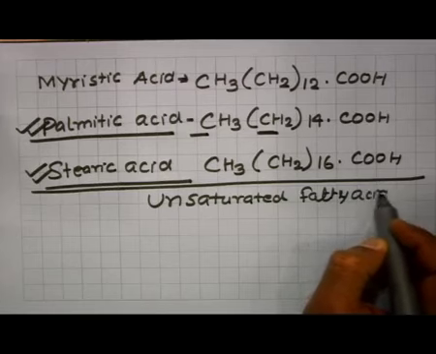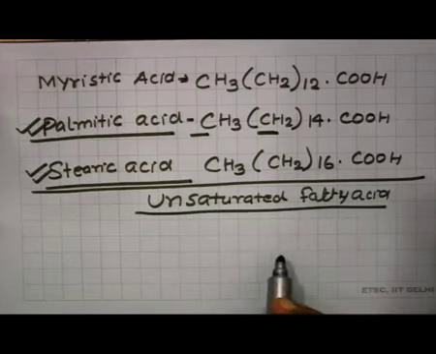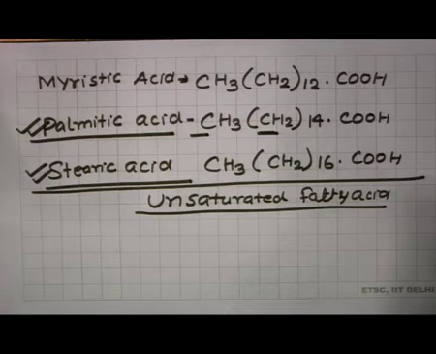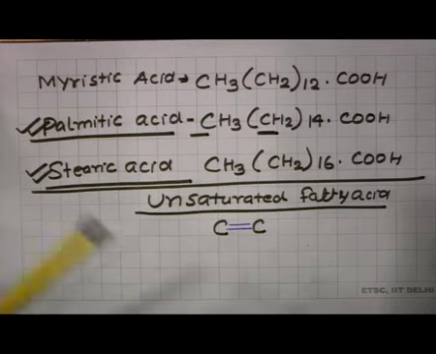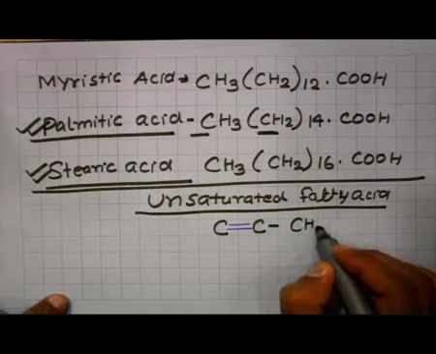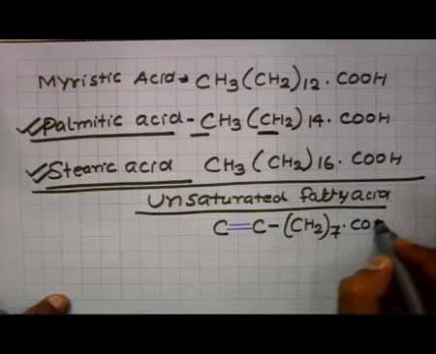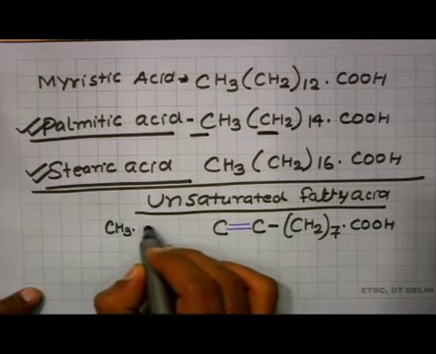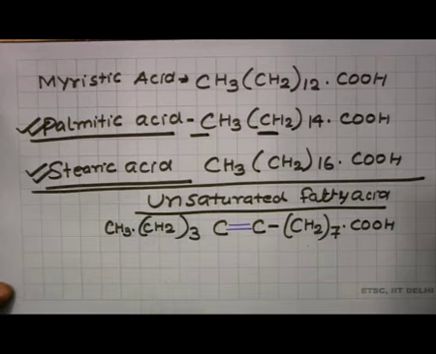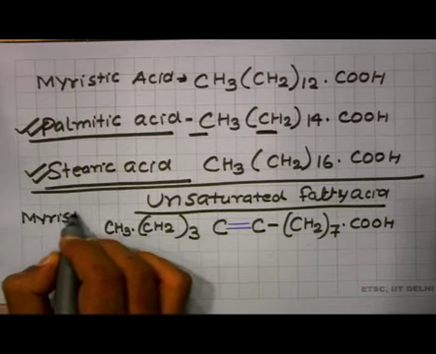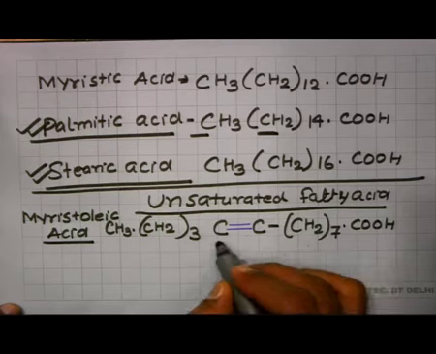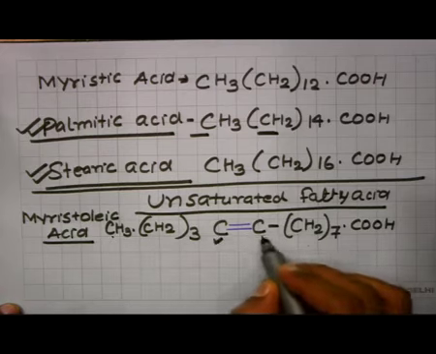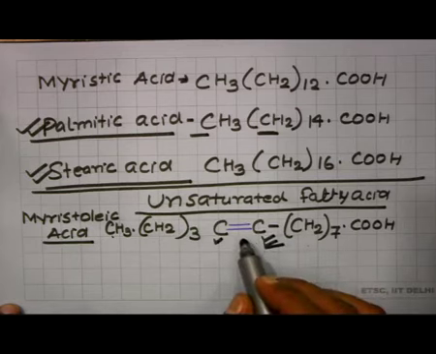You can also easily write the structure of unsaturated fatty acids. Between the carbon-carbon bond there are double or triple bonds. So, all unsaturated fatty acids have a double or triple bond in between. Here, CH3 CH2 multiplied by 3 and CH2 multiplied by 7. This structure is called myristoleic acid. This is unsaturated because between the 5th carbon and 6th carbon there is a double bond. So, this is the structure of an unsaturated fatty acid.